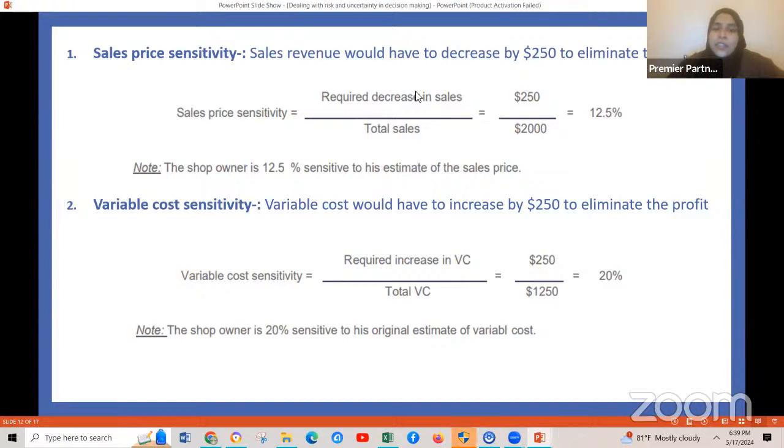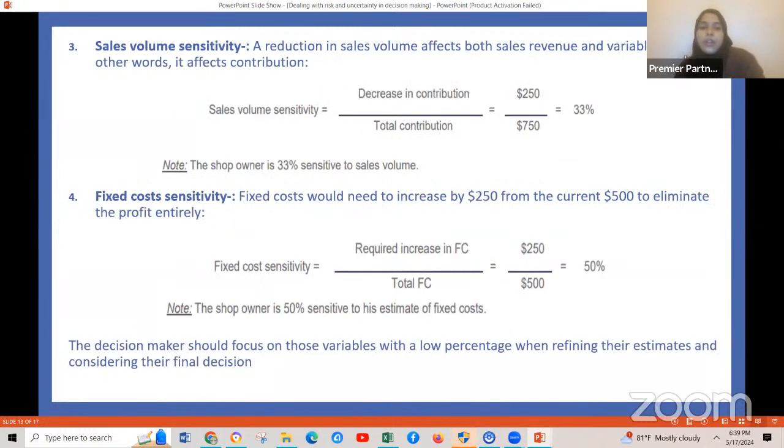So, sales price sensitivity: you take how much sales can fall before profit becomes negative, divide by total sales, into 100. Variable cost sensitivity: the required increase in variable cost to make the profit 0, divide by total variable cost, into 100.